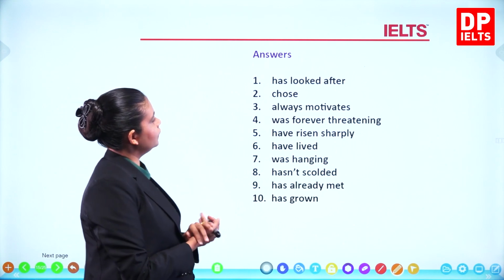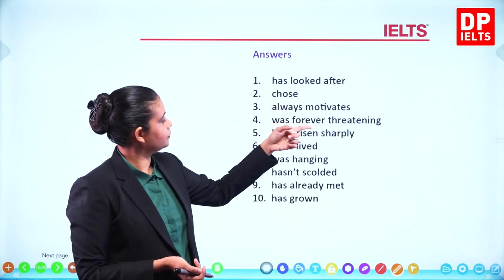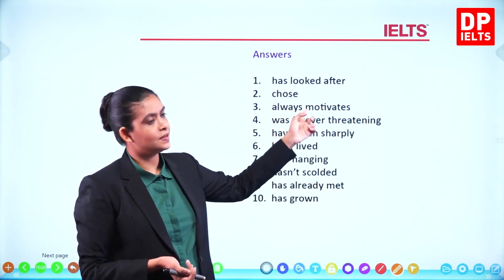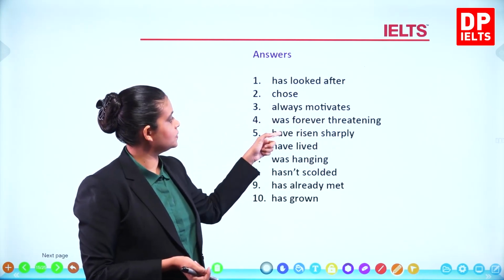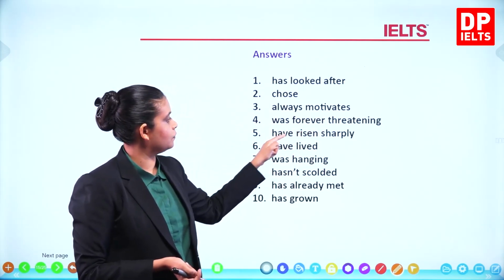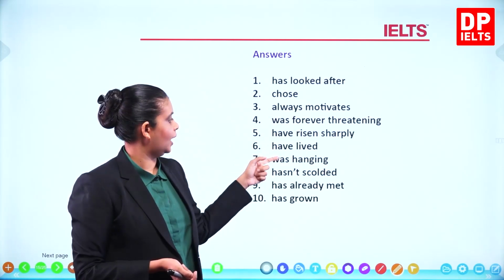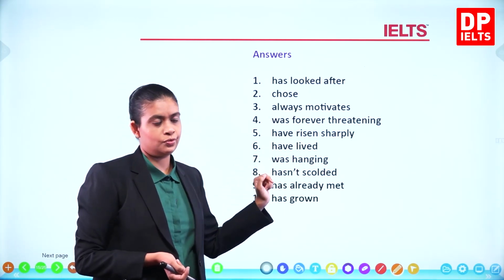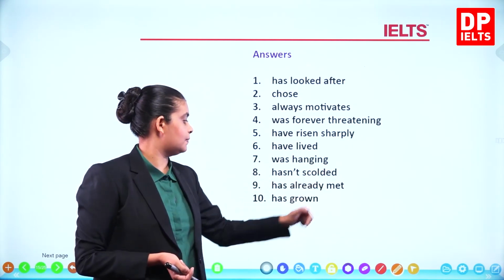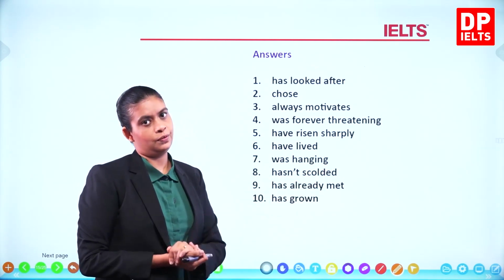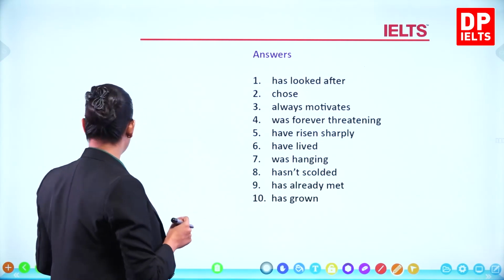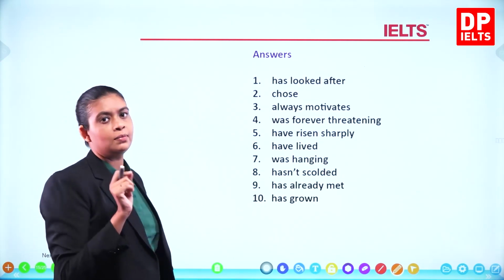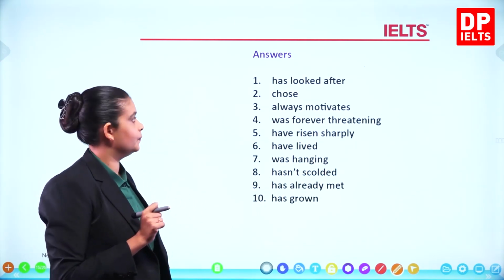So here are the answers. Has looked after, chose, always motivates, was forever threatening, have risen sharply, have lived, was hanging, hasn't scolded, has already met, has grown. So let us have a look at the answers one by one as we always do.